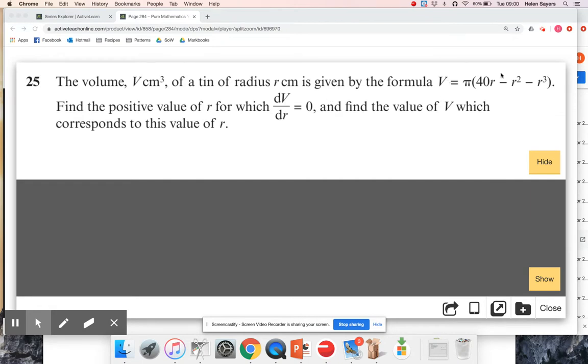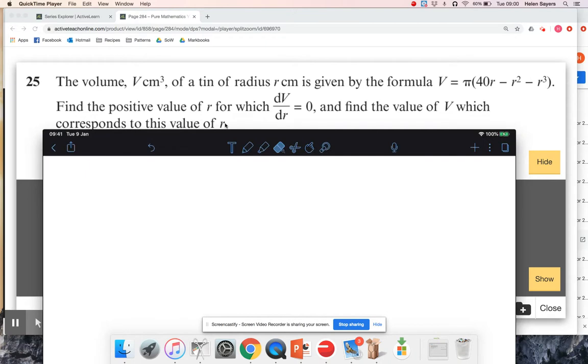They've given us the formula for volume, which is in terms of r. They've then said find r when dV/dr is 0. So the first thing I want to do is find dV/dr. Now, one thing I am going to do for this question, which you don't have to do, is multiply the brackets out. If you tried this question and just differentiated what's inside the brackets and left a factor of pi there, that's absolutely fine. Just in case you're a little unsure, I'm going to multiply it out.